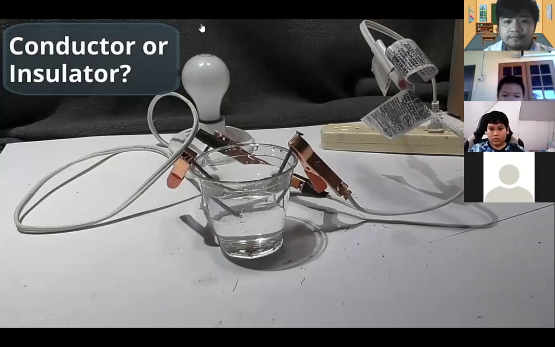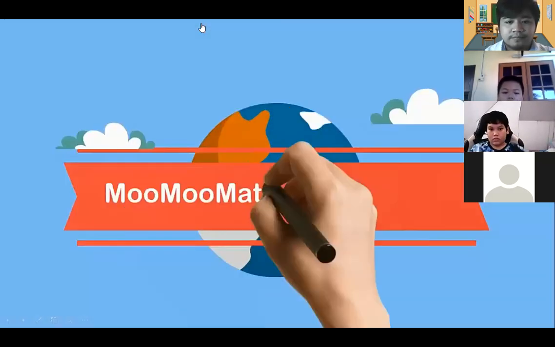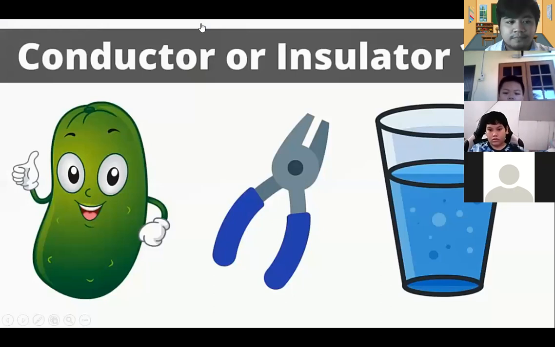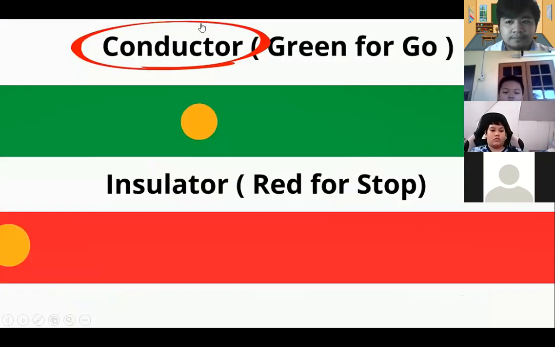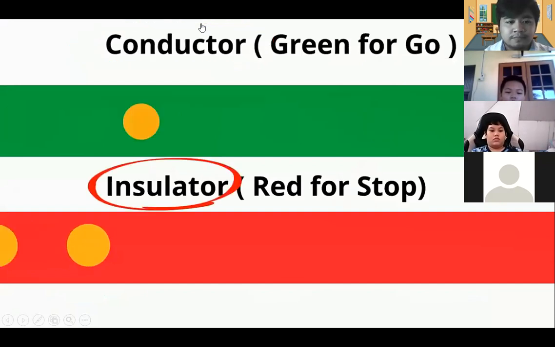Welcome to Moo Moo Math and Science. And is it a conductor or insulator? A conductor is an object or material that allows the flow of negatively charged electrons in one or more directions, which results in electric current. An electrical insulator is a material in which the electrons do not flow freely.